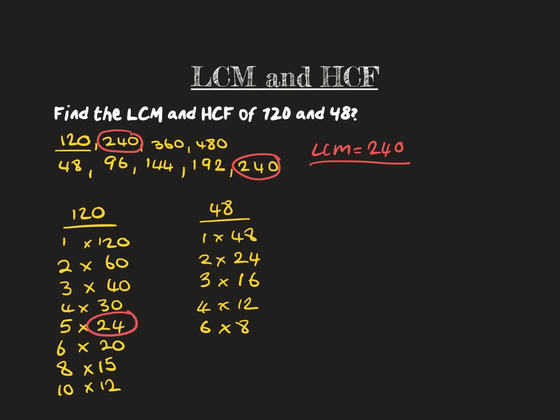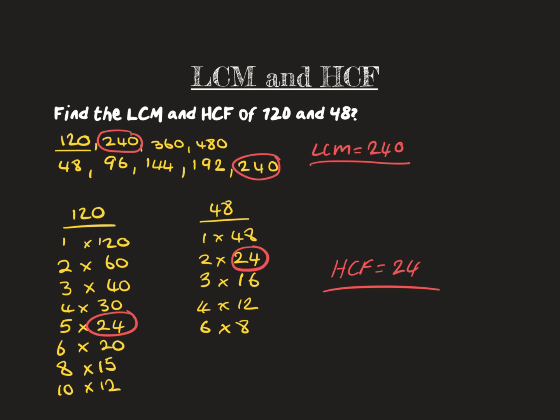So that would be my highest one. That is in both lists. So my highest common factor is equal to 24. Now that can take a little bit of time, a little bit of working out. You might need to do some division or multiplication sums at the side of your page to work out your factors and your multiples, and that just takes a little bit of patience.